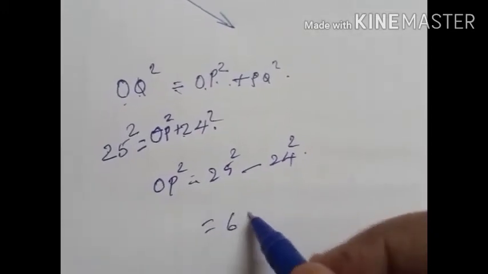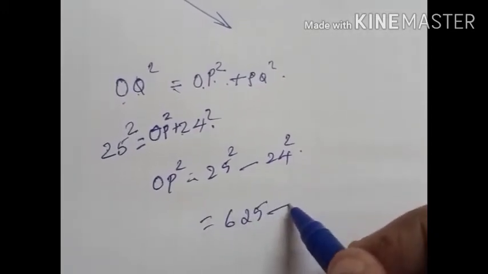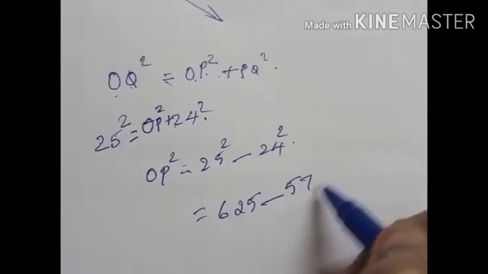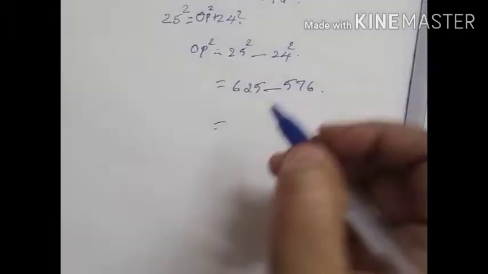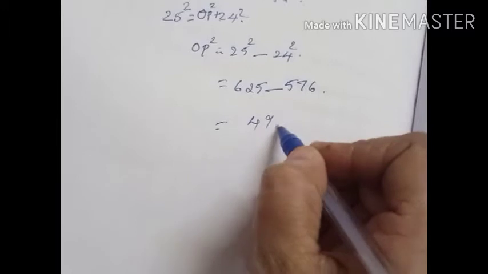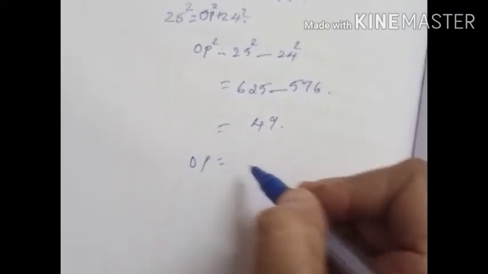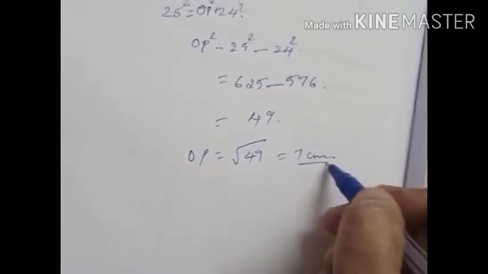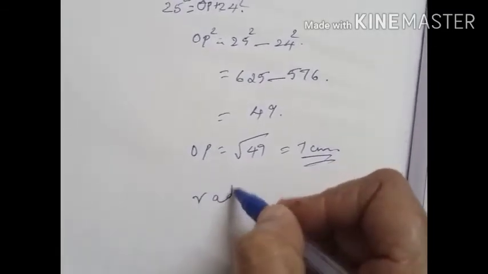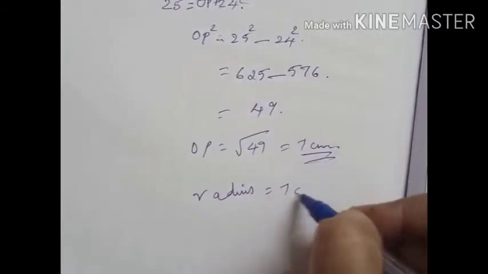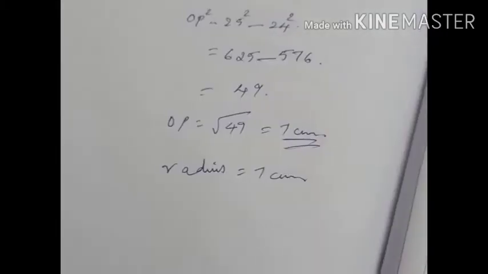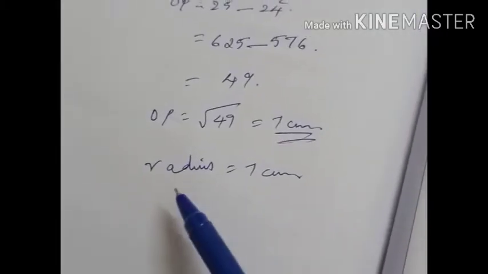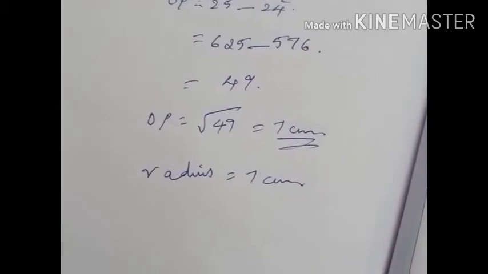That is equal 625 minus 576. That is equal 49. So OP equal root 49 equal 7 centimeter. So here the radius of the circle is 7 centimeter. So the correct option is option A, 7 centimeter.